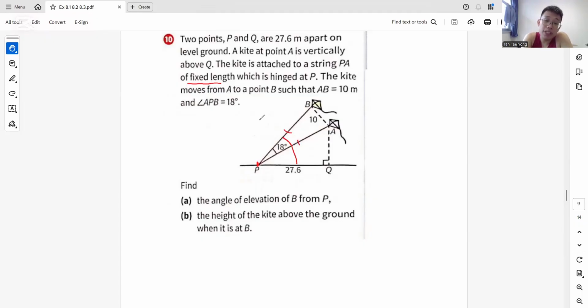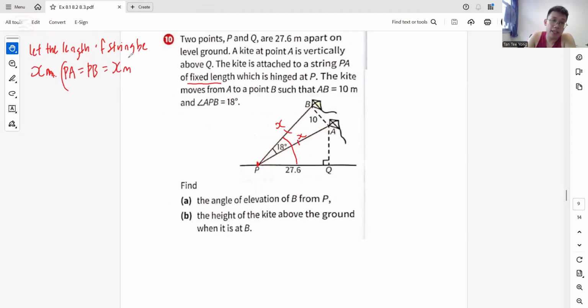All right. So to start off, we need to find out what is the length of the string. Let's label this as X. So we can say let the length of the string be X meter. So that means we are saying that PA is equal to PB, which is equal to X meter. This is what we are saying.